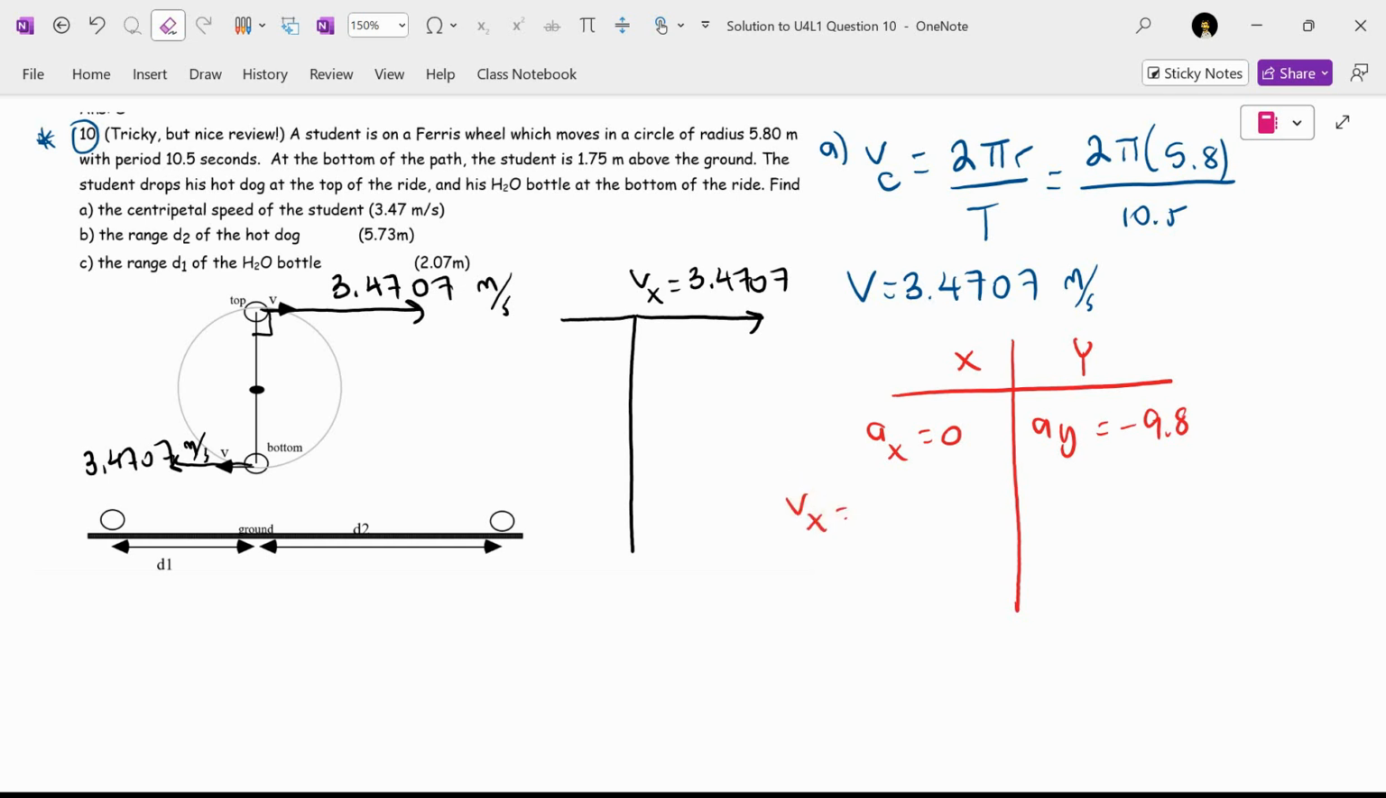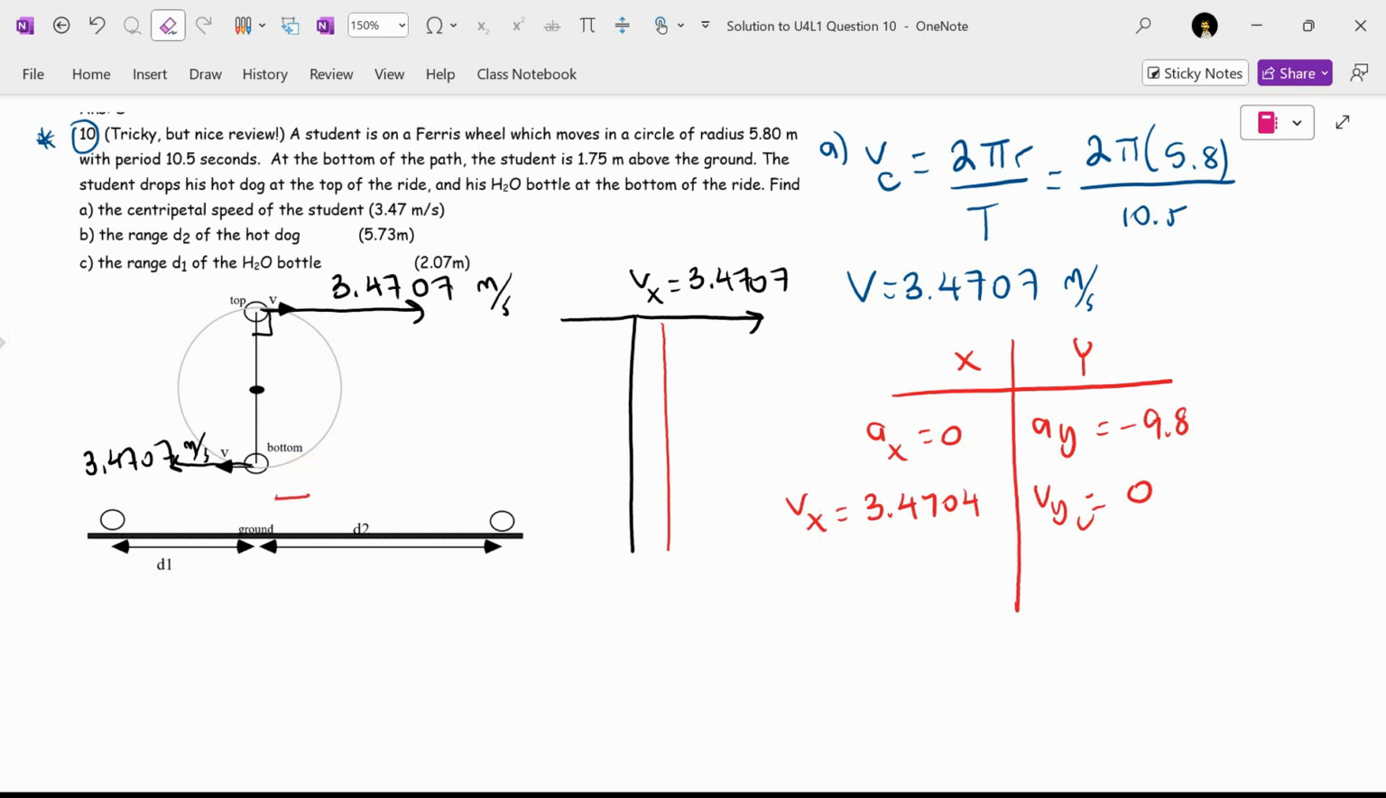The horizontal velocity is 3.4707. The initial vertical velocity is 0 because we launched it horizontally. We said for a split second, right when it leaves your hand before it starts to fall, its vertical velocity is 0. Now, I need 3 things to find the fourth. Who remembers? What am I going to spend most of my time finding? Time.